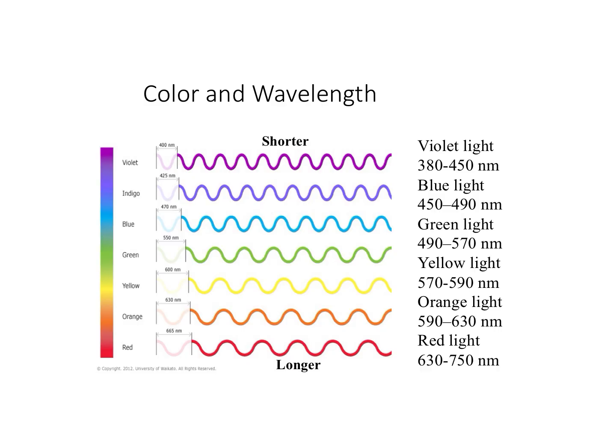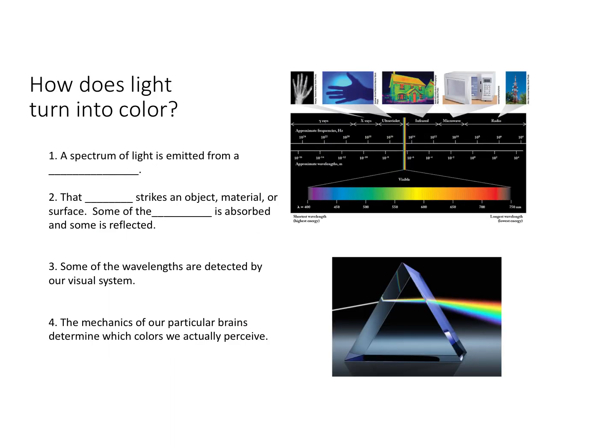Now, how does this light that we see turn into color? The process of light turning into color can be broken down really broadly into 4 steps.